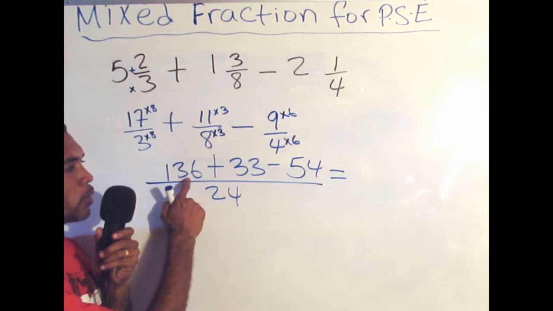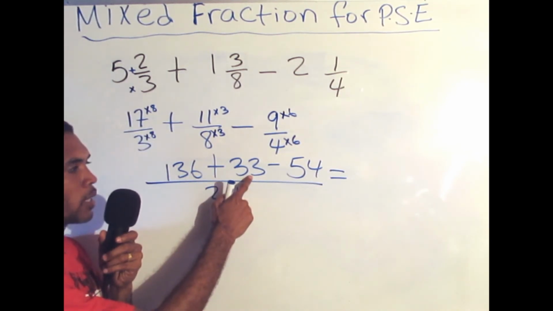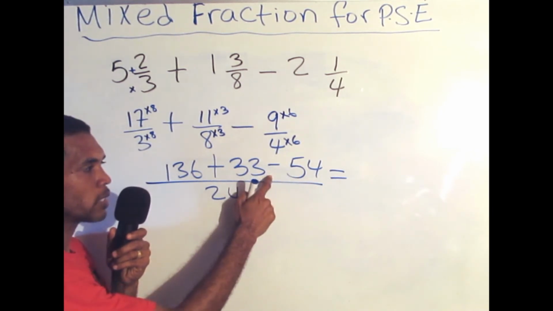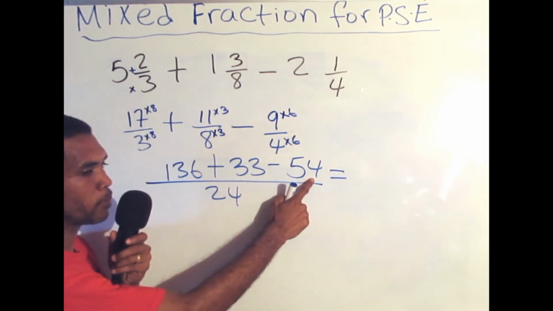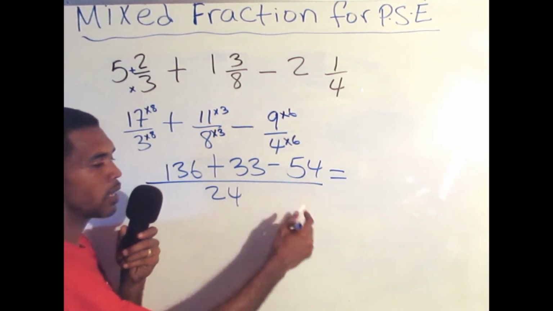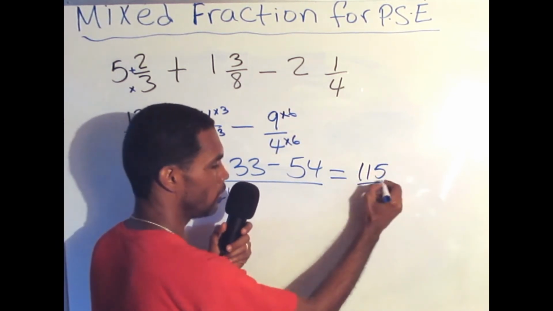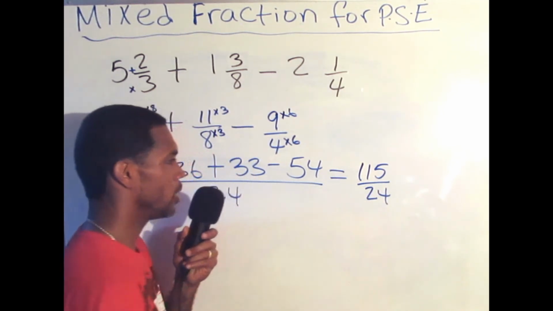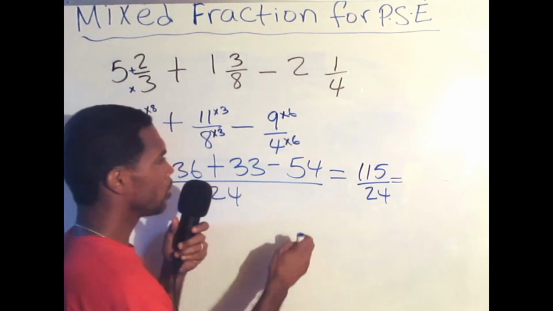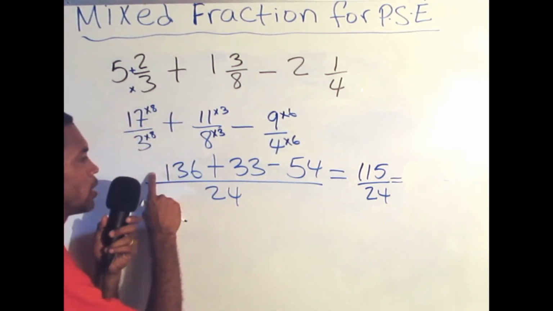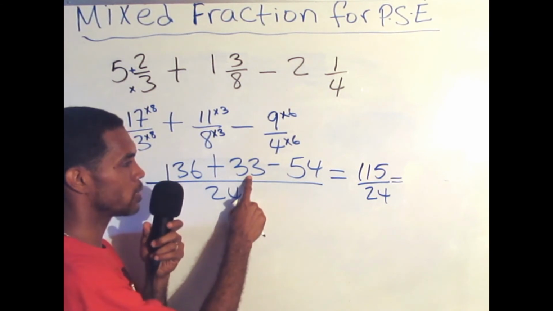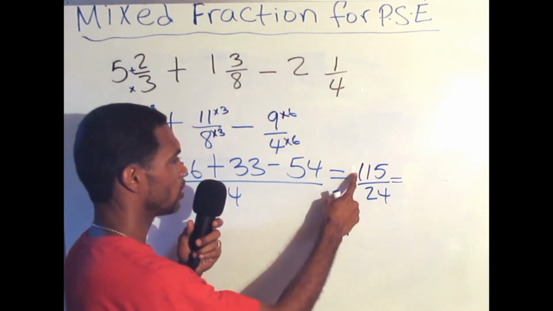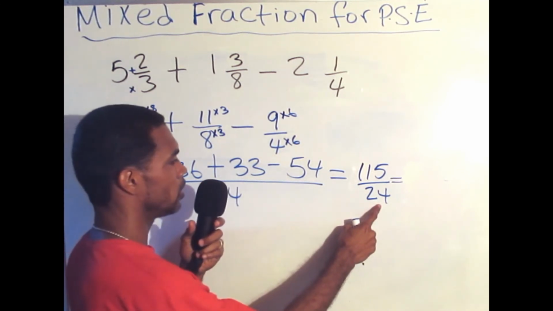I add 136 plus 33, and I got 169. Then I minus this 54 from the 169, and I got 115 over 24, which is my same denominator. All right, again, remember, how did I arrive at this 115? It's 136 plus 33, which is 169, minus 54. And that's how I arrived at this 115, over my same denominator, which is 24.